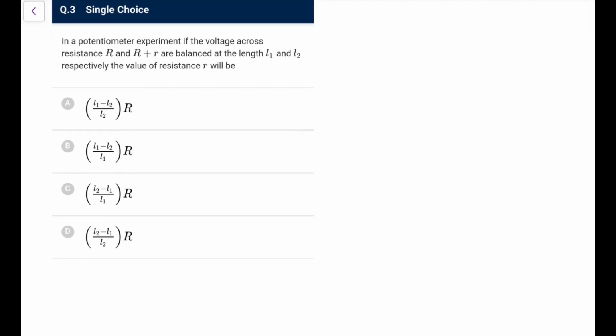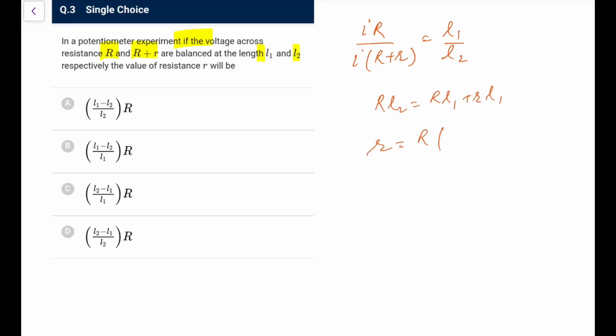Potentiometer experiment. If the voltage across resistance R and R plus r are balanced at L1 and L2 respectively, the value of resistance r is. I can directly make out, assuming the current will be the same, nothing else, so voltage ratios will be L1 by L2. So what I can have, R times L2 is R times L1 plus small r times L1. So small r is R times L2 minus L1 upon L1. That is what I can write. So looking at the options, it comes out as option C.